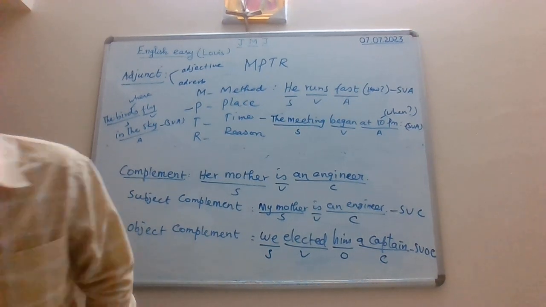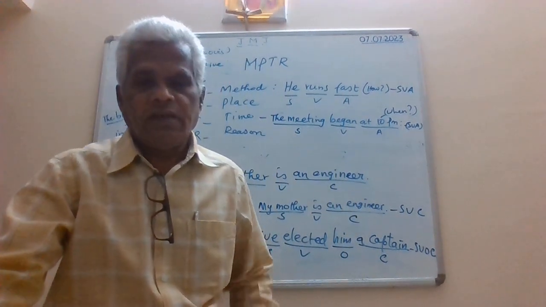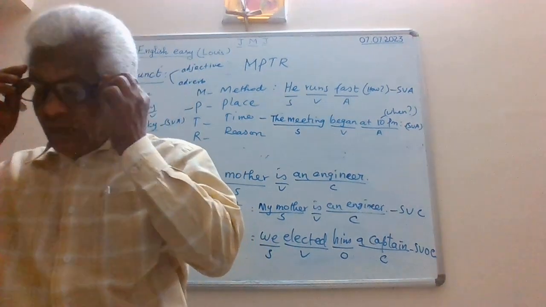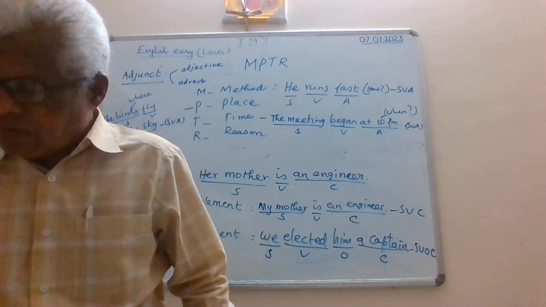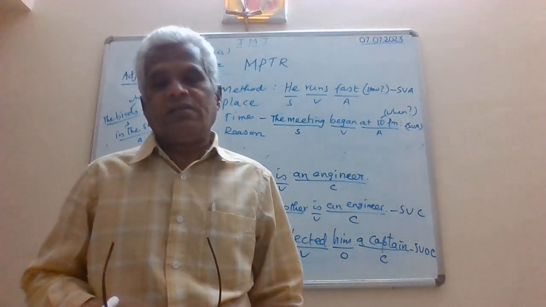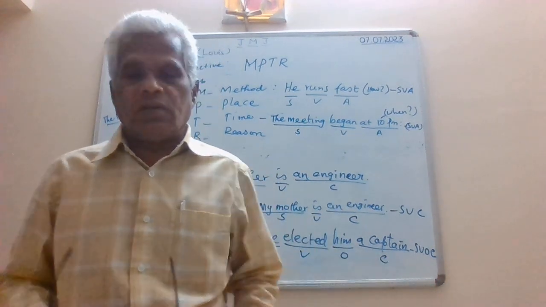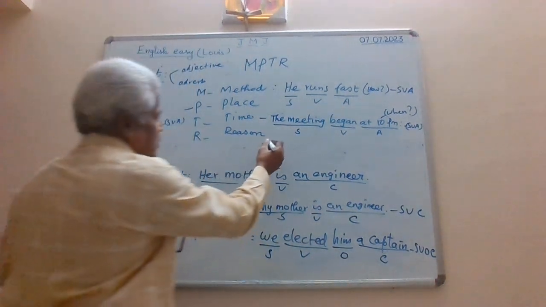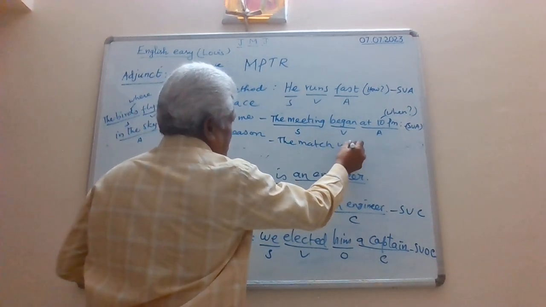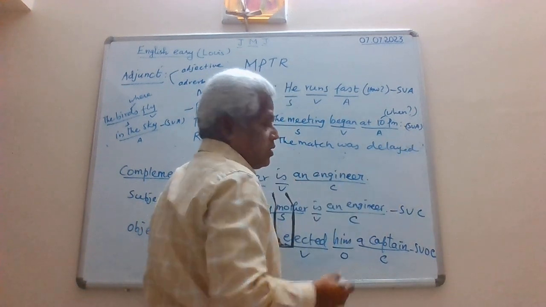And then finally see reason. What can we think of an example for the reason here? See, for example, we can say the umpire delayed the match, or the match was delayed due to wet ground. The match was delayed due to wet ground.